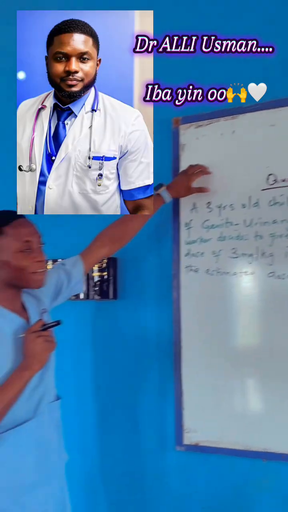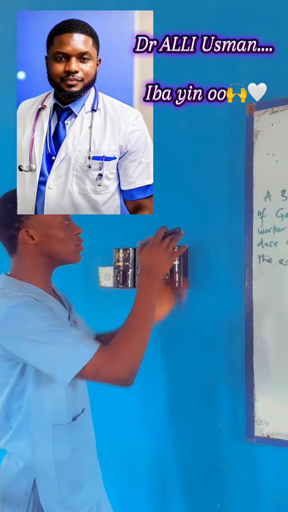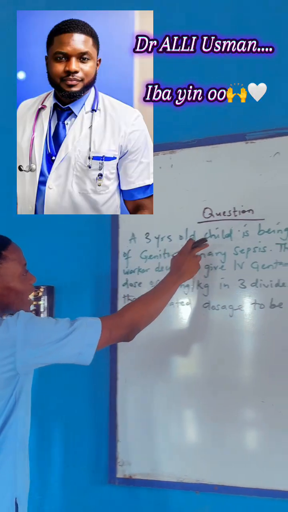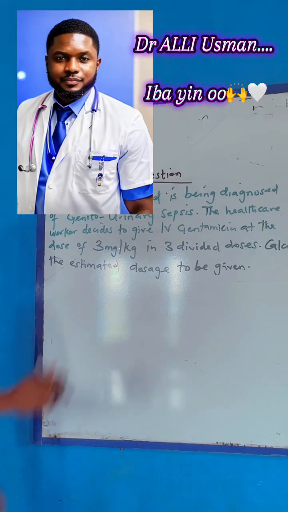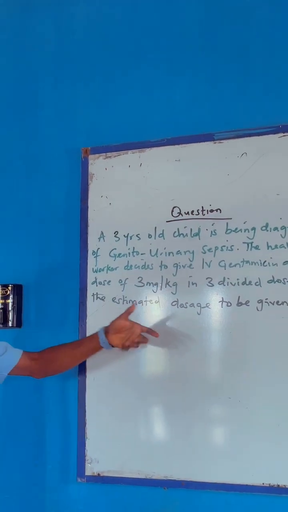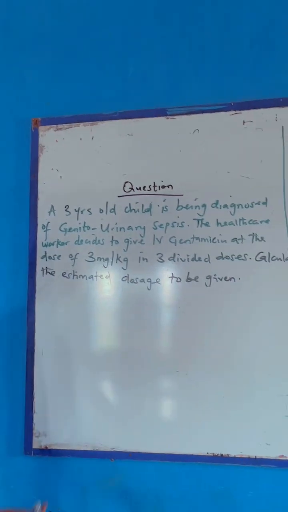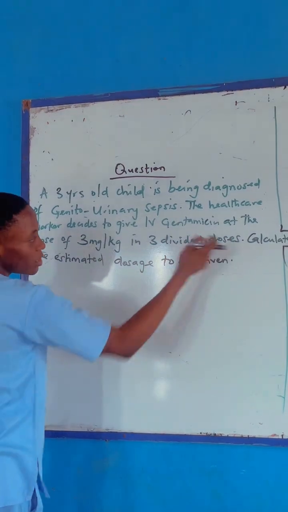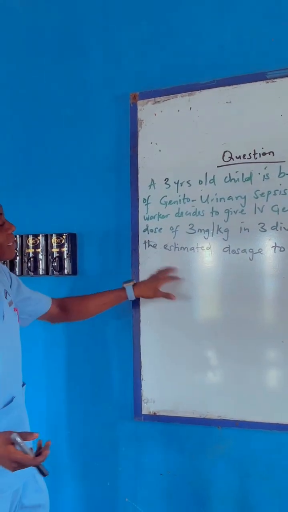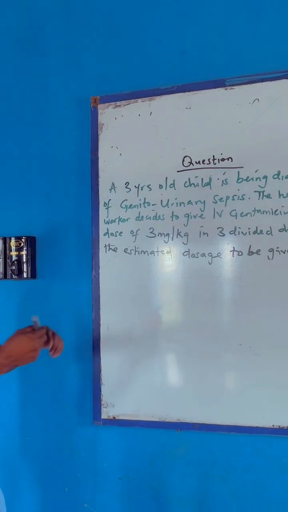A mentor of mine gave me a question to attempt. The question goes thus: a 3-year-old child is being diagnosed of genitourinary sepsis. The healthcare worker decides to give gentamicin at a dose of 3 mg per kg in 3 divided doses. Calculate the estimated dosage to be given.